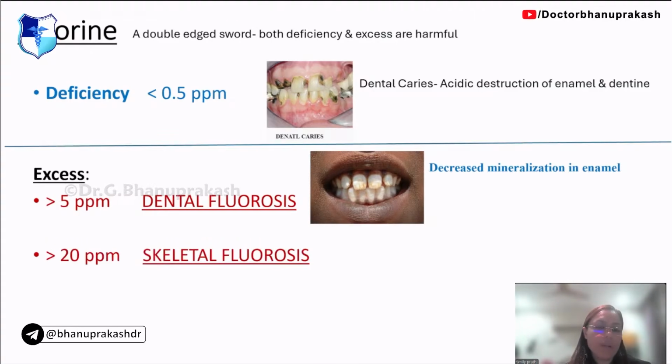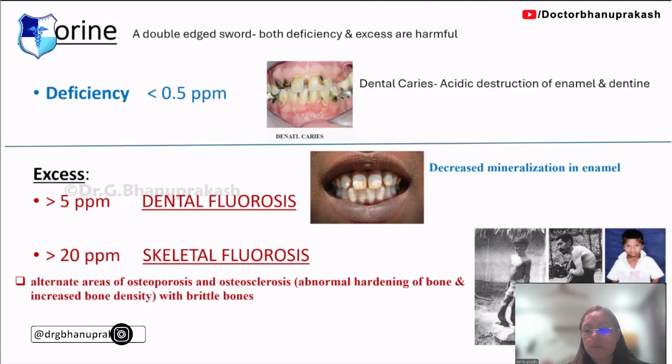More than 20 parts per million, skeletal fluorosis, in which patient has genu valgum, knock knees, and osteoporosis and osteosclerosis. Bones are so brittle and they are bent, abnormal hardening of bones.